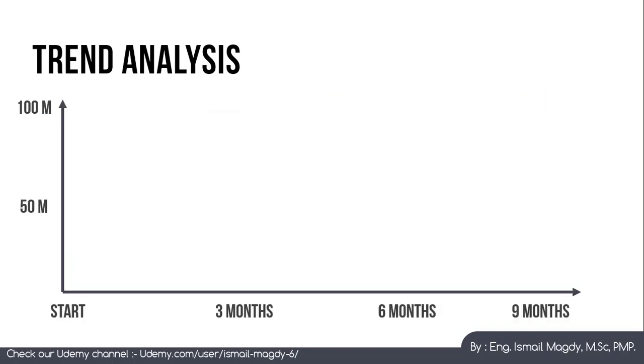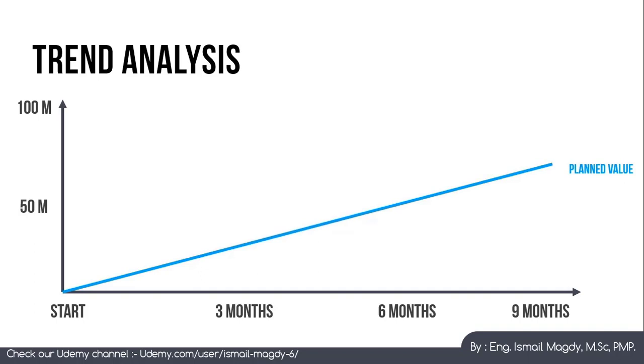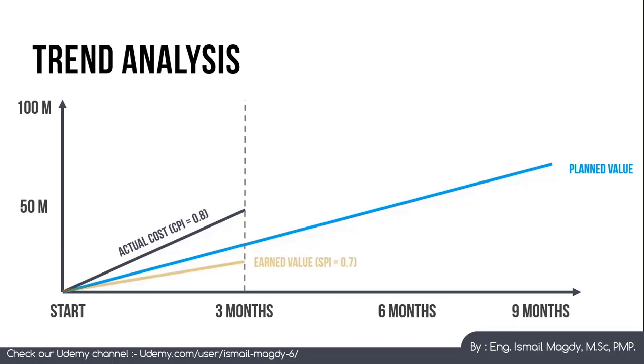To understand the difference between those cases that we have mentioned, let's check this graph. Here we have a project that has this line as the planned value for the project through its lifeline. We are going to assume that it is linear, just for this example to make it easier to understand. Now let's assume that 3 months have passed on this project. And now we have this line representing the actual cost with CPI equals 0.8, which means that the project is currently running over budget. And we have this line representing the earned value with SPI equals 0.7, which means that the project is running behind the schedule.